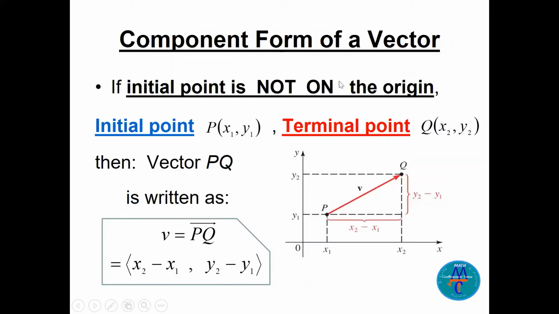Component form of a vector. If we have the initial point not on the origin, so we have like from P to Q, that's a vector here. So this point here, x1, y1, that's point P, we call it initial point. And this one is the terminal point Q, x2, y2. So we can find a vector PQ from P to Q. We can call it V or PQ. It will be x2 minus x1, and then y2 minus y1.